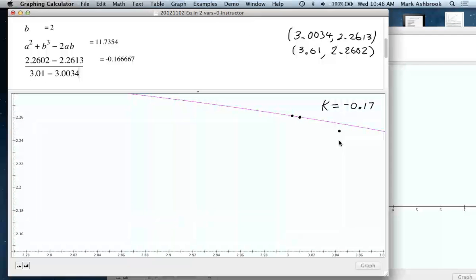Yeah, absolutely right. And so how can we make sense of y changing that many times as fast as x? Chloe? Every time that x changes a small amount, it will change by negative 0.17 times that amount. Every time x changes a small amount, how much does y change?